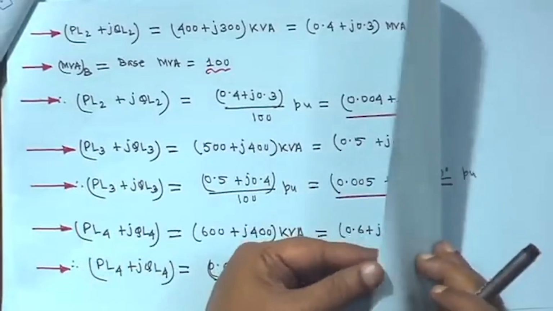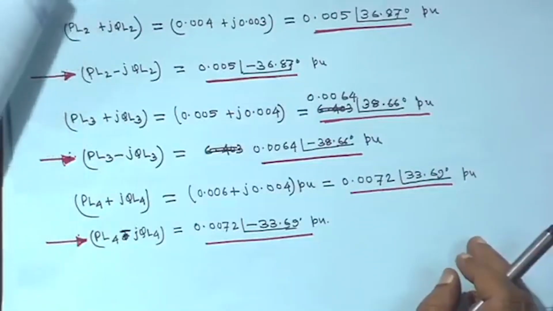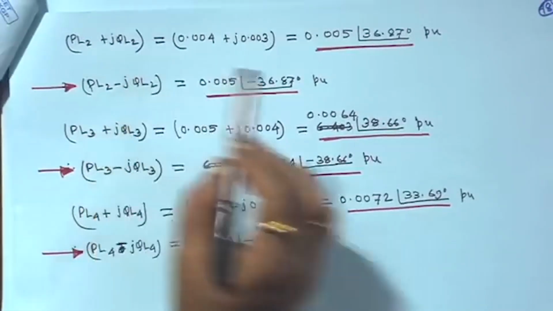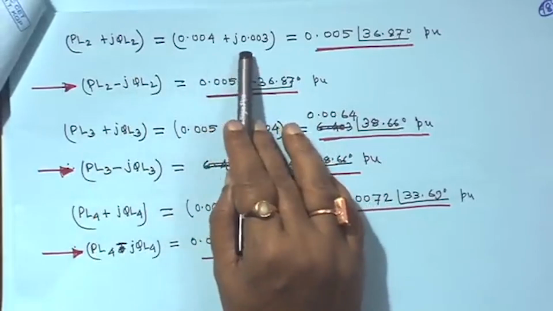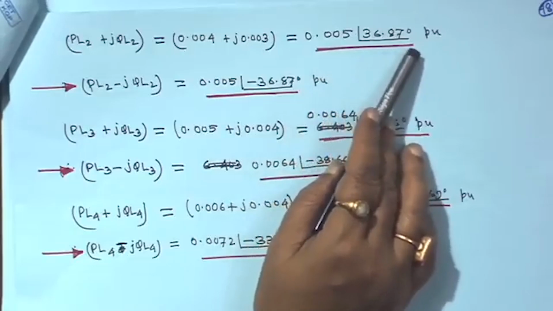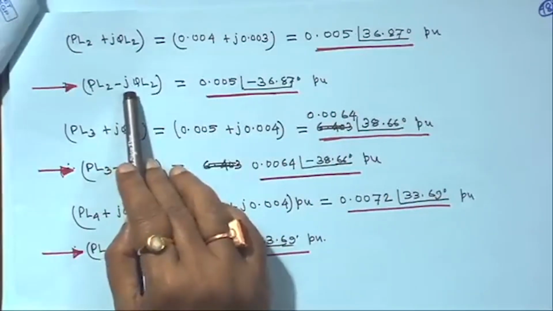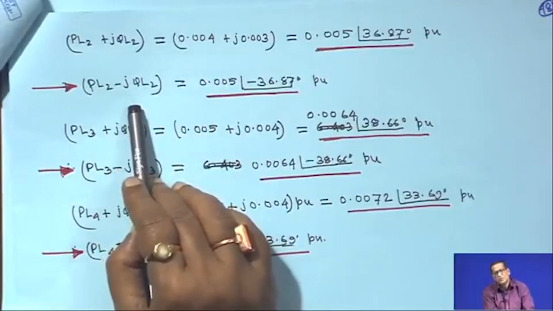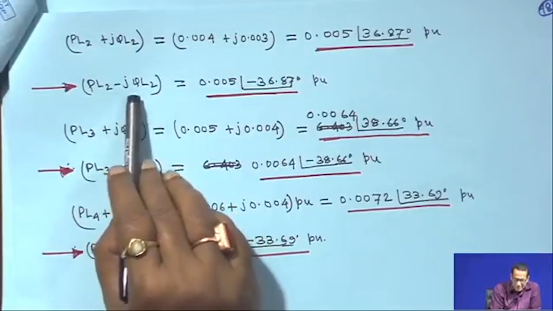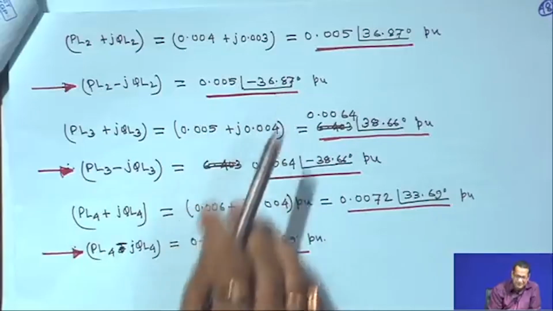Then separately I have written next PL2 and QL2. Therefore, PL2 plus jQL2, if you write, it will be 0.004 plus j 0.003, equal to 0.005 angle 36.87 degree per unit. I have also written the conjugate of this one, because when you compute the load current, PL2 minus jQL2 is required. So, PL2 minus jQL2 is 0.005 angle minus 36.87 degree.